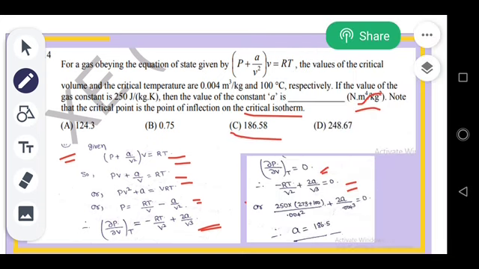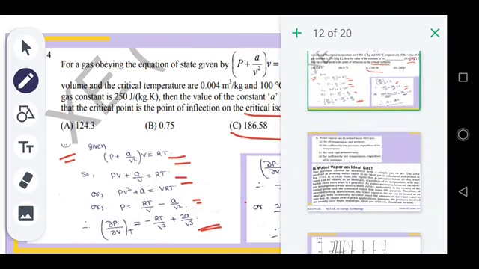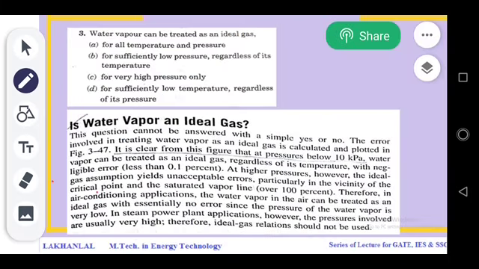So answer is this. Again, water vapor can be treated as an ideal gas for all temperature and pressure for sufficiently low temp. So here you can read, okay, it is clear from this figure that at pressure below 10 kilopascal, water vapor can be treated as an ideal gas regardless of its temperature.